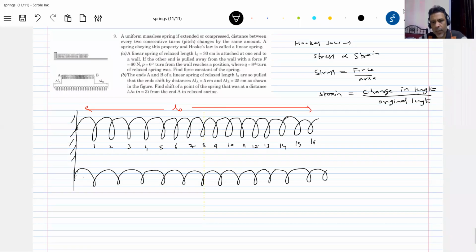So what is the state of spring? It got elongated, no? So just show it more length, that's all. So this was the 1, 2, 3, 4, 5, 6. Okay, look at the sixth turn. The sixth turn came to the position of the eighth turn, no? 1600 Newton per meter.